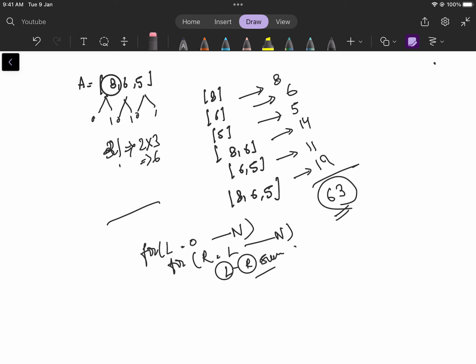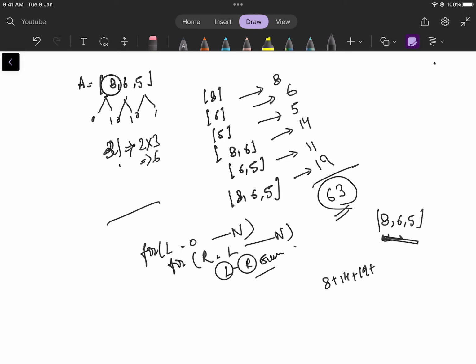So what you can do is, you have the array 8 6 5. You can take 8, it will be included in your sum. The next subarray is 8 6, 8 plus 6, that will be included in your answer. The next subarray is 8 plus 6 plus 5, that will be included in your answer, that is 19.